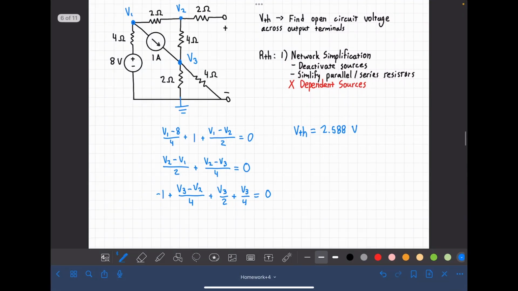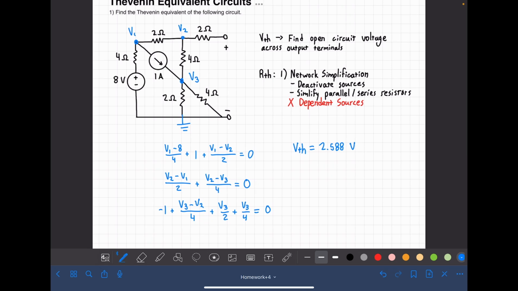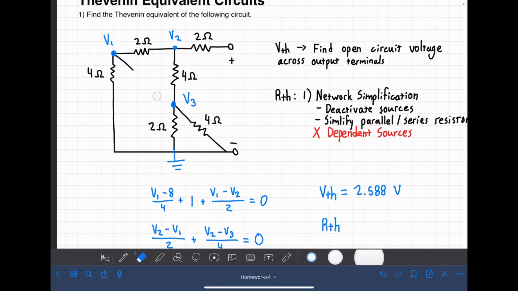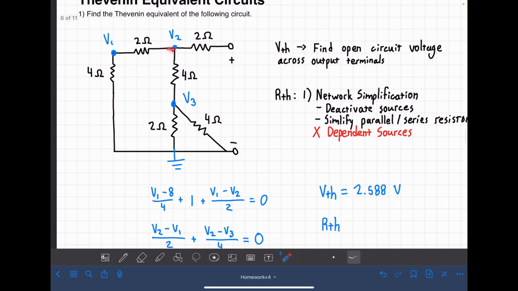Okay, and now to find our Thevenin resistance. What we're going to do is deactivate our sources. So current source becomes open circuit, voltage source becomes short circuit. And now we're just going to combine in series and parallel. So let's look for our series and parallel combinations. These two resistors are in series, so I'm going to combine them to just 6 ohms, like that.